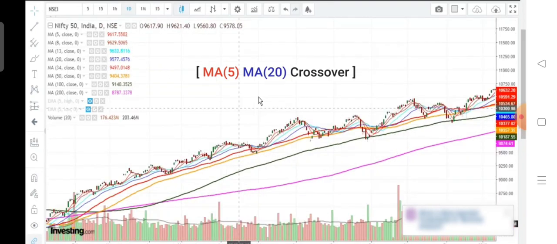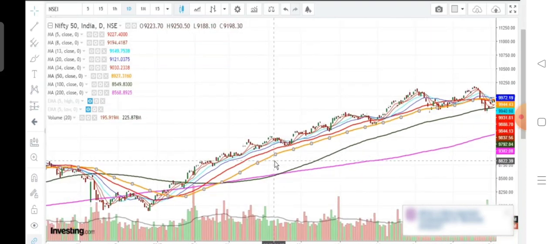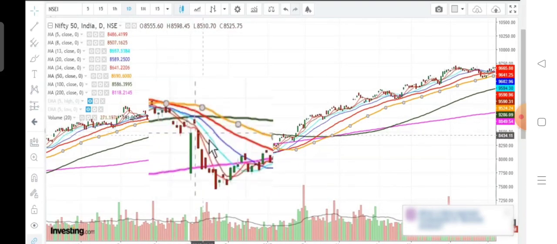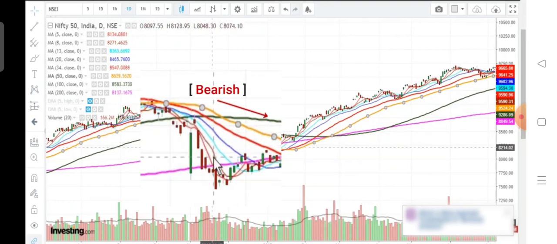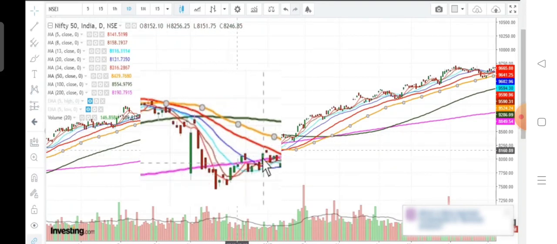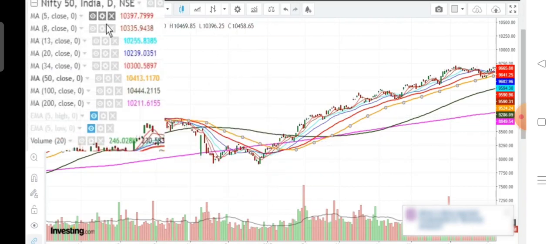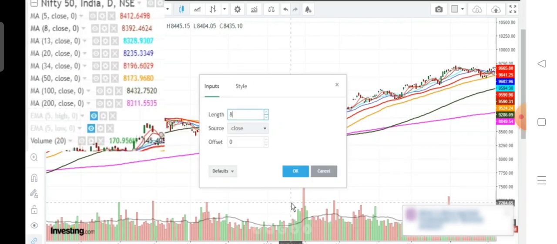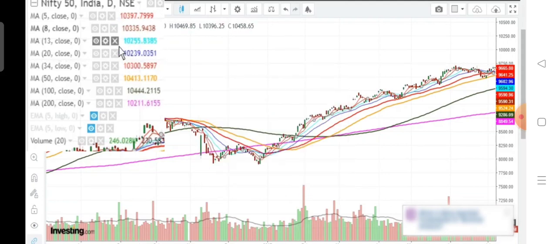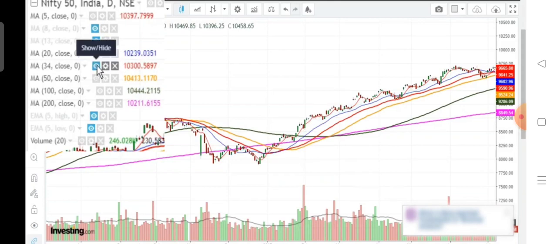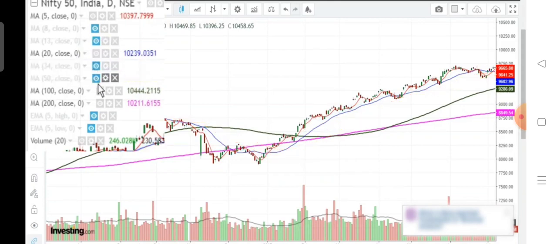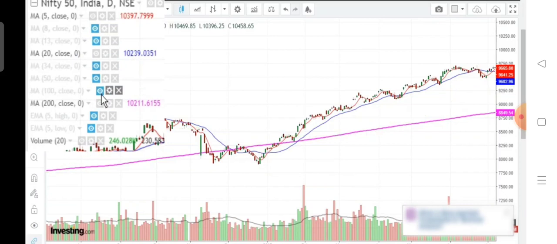Similarly, suppose we are looking at a downward trending move. Here we can see that all the moving averages were above the price, so it was a relatively bearish market, and the 5 moving average crossing the 20 moving average. Let me hide all the other moving averages, then we will better understand this part. So I'm hiding all the moving averages except 5 and 20 so that we can understand this part.